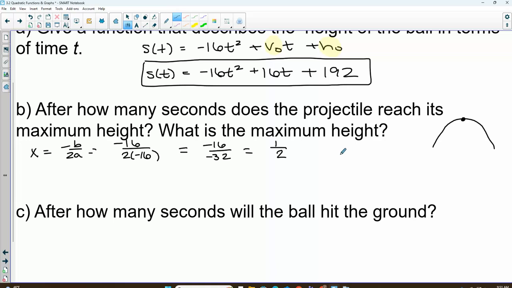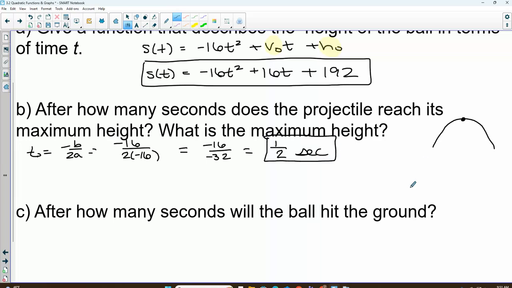What does 1/2 represent? That's the x, which in this case, maybe x wasn't the best variable. We're used to seeing x squareds right here, right? So it's our t. If you wanted, you could even change this if it helps you understand, since our variable in this problem was t instead of x. So t is time, so it takes half a second to get to our maximum height.